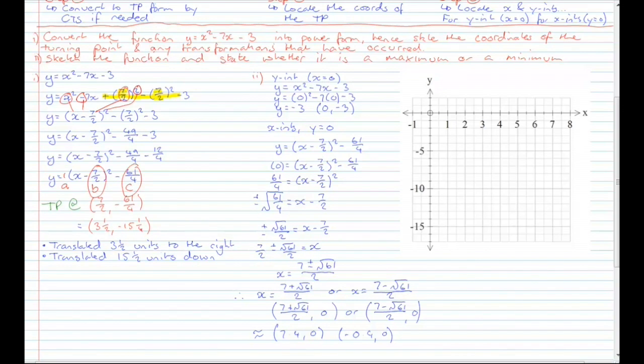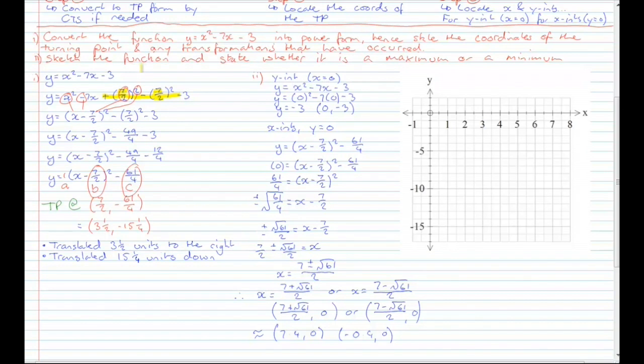Next part of the question says talk about any transformations that have occurred. So we look at our a value first of all, and we can see because it's just 1 there's been no dilation factor and there's no reflection, so therefore we just don't talk about it at all. Our b value, well, we can see that's been translated 3.5 units to the right because it's a negative, so it goes to the right. And our c value says it's been translated 15 and 1/4 units down.